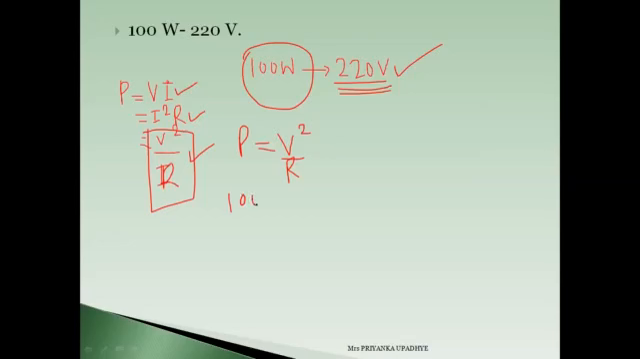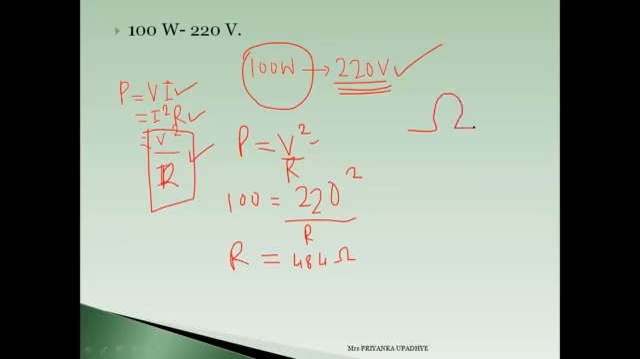So substitute 100 is equal to, what is the voltage? The bulb will glow with 100 watt when 220 volts of voltage is given to it. So it is 220 square divided by R. So we are finding the resistance of that particular bulb, the resistance of that filament. Now if you solve this, you will get 484 ohm. So the resistance of the bulb is 484 ohm.